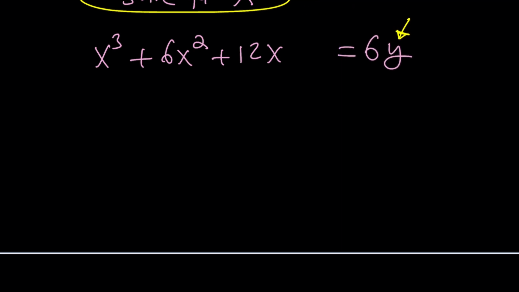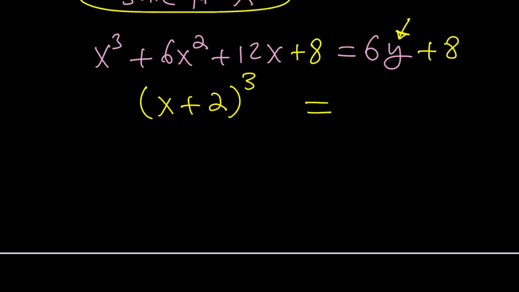Okay. I'm going to go ahead and add 8 to both sides. And you know why? Because that makes the left-hand side a perfect cube. So you kind of need to know your cubes a little bit, right? This is x plus 2 cubed, which is awesome. This doesn't always happen. Of course, you can do a little bit of transformation, and that can happen. But again, that's a lot of work. Here we go. 6y plus 8.